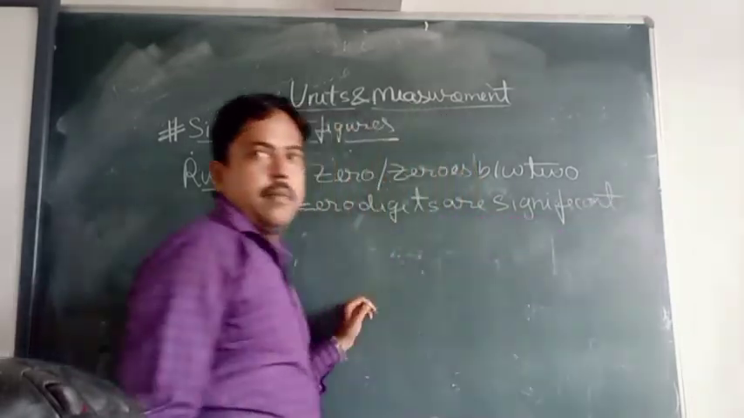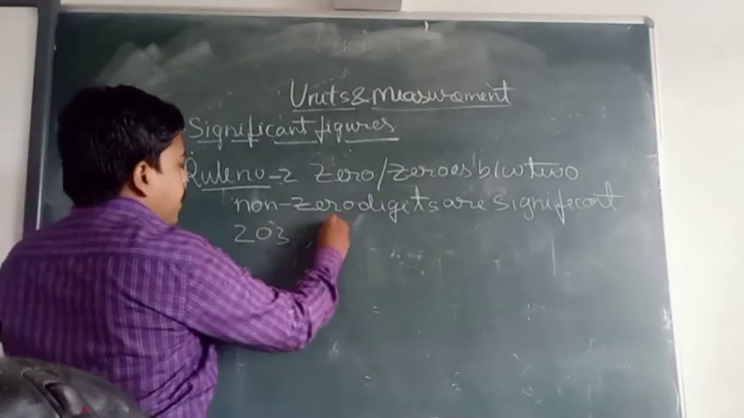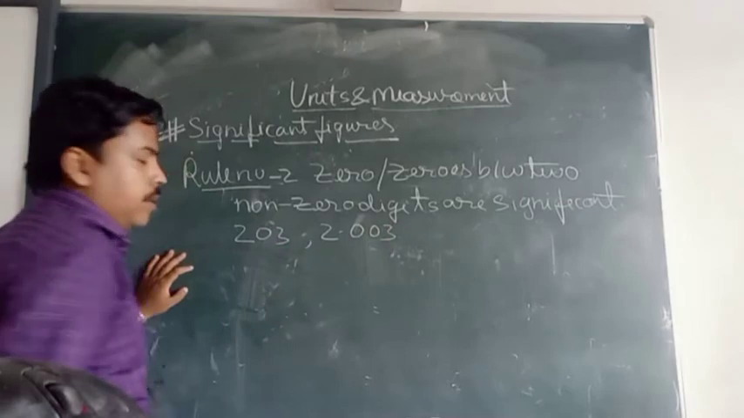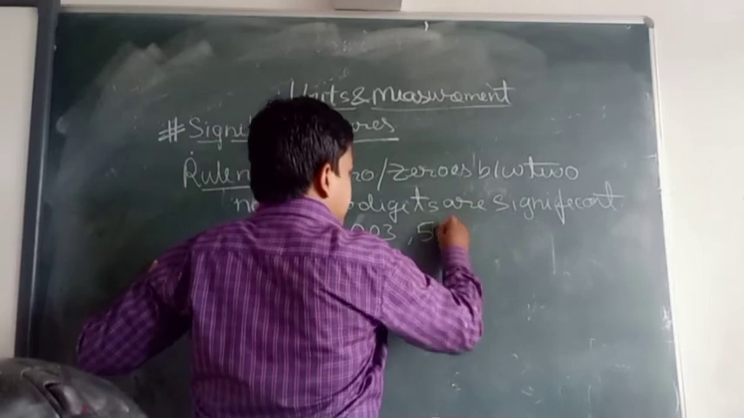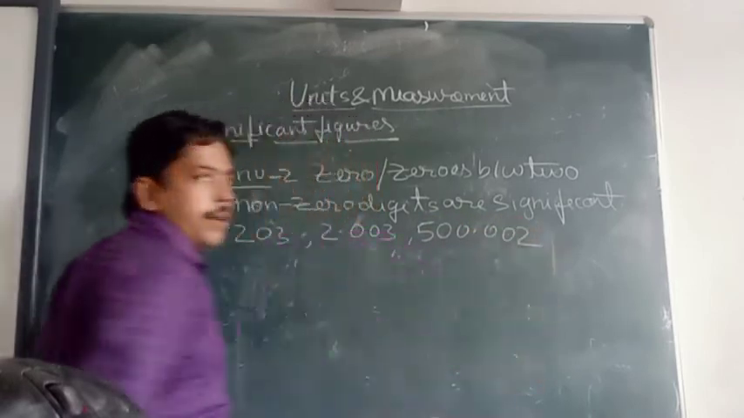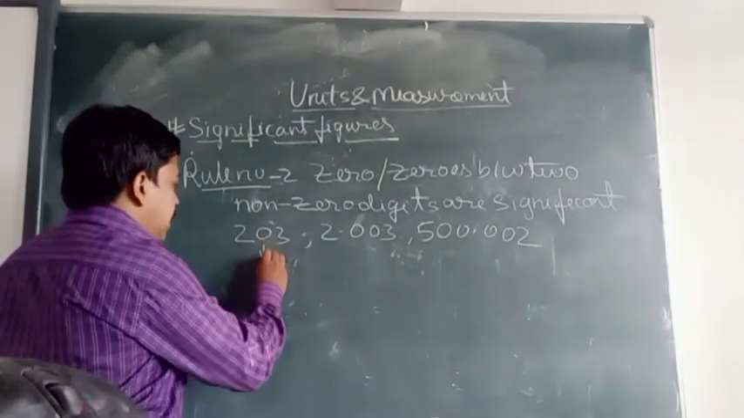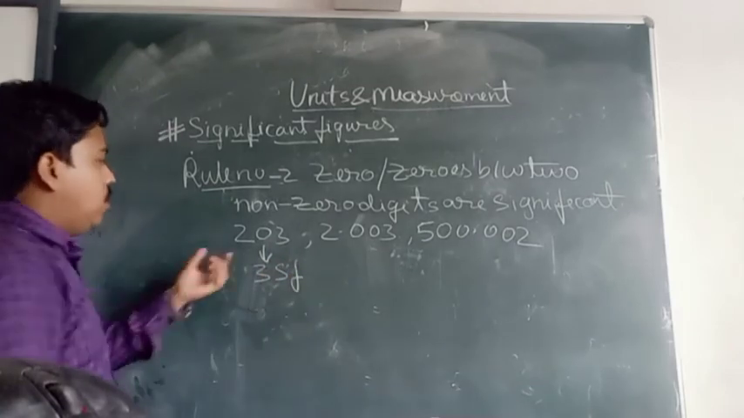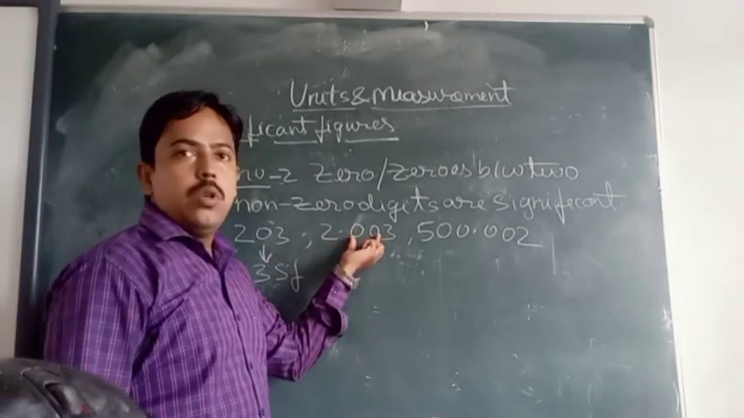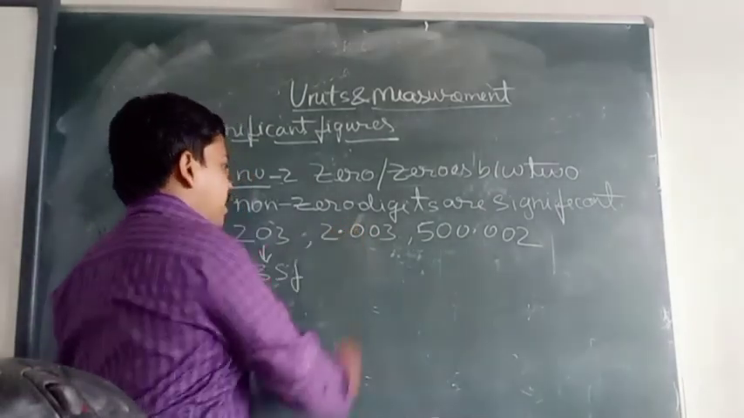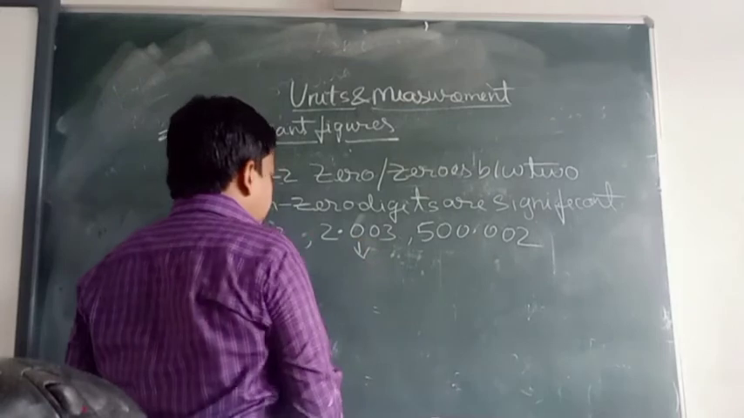For example, if this has been given to you, how many significant figures are there in the first expression? 3 significant figures, because the 0 is in between two non-zero digits. Similarly here, 2 zeros are in between two non-zero numbers, no matter that there is a decimal here. So what will the total number of significant figures be?